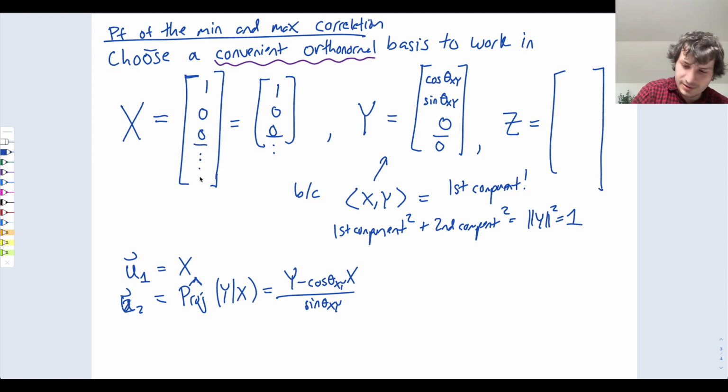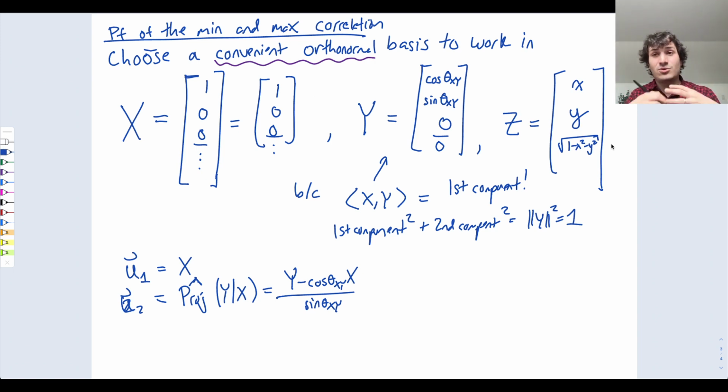Okay. So z is going to have something non-zero in the first 3 components. Whatever it has in the first component, I'm going to call lowercase x. Whatever it has in the second component, I'm going to call lowercase y. And whatever it has in the third component, I am going to call the square root of 1 minus x squared minus y squared. That is because I know z is a unit vector, and so its components have to sum square to 1. So I can figure out the third component based on the first 2.